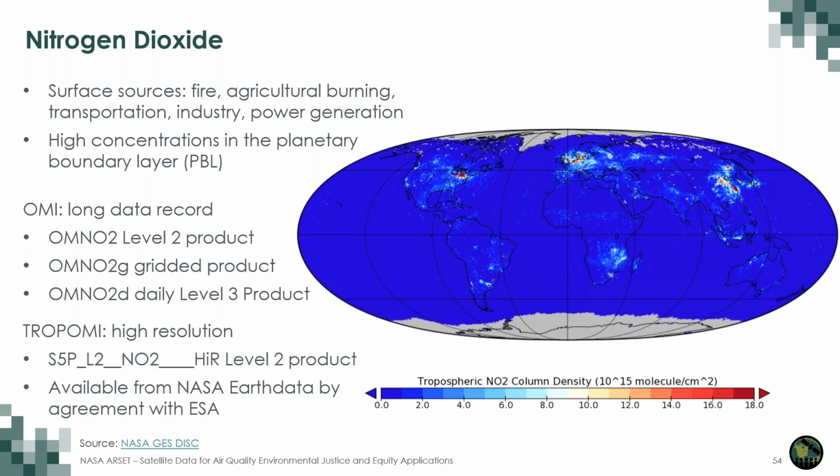OMI and TROPOMI both provide information on tropospheric nitrogen dioxide columns with daily global coverage. OMI provides low resolution level 2 and gridded level 3 data products, which have an almost 20-year record, making them suitable for trend analysis in environmental justice investigations. TROPOMI provides a high resolution level 2 data product covering the last few years if you're more interested in a recent analysis into more fine-scale disparities. Despite TROPOMI being a European satellite, through an agreement with NASA, we are able to provide TROPOMI data through our own data access systems as well, which I'll talk about towards the end of the training today.